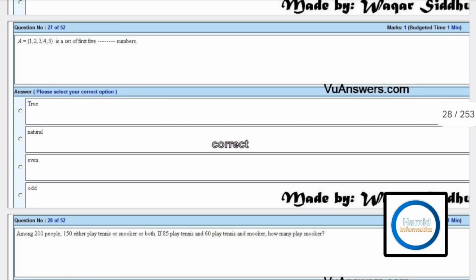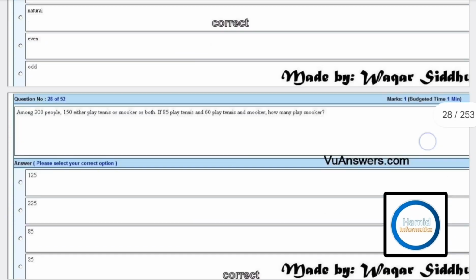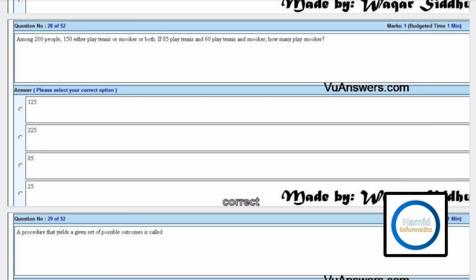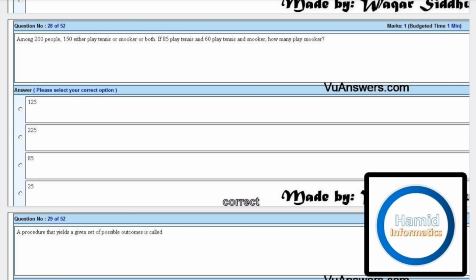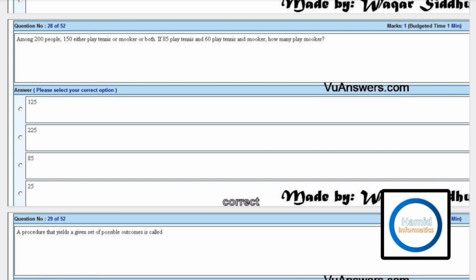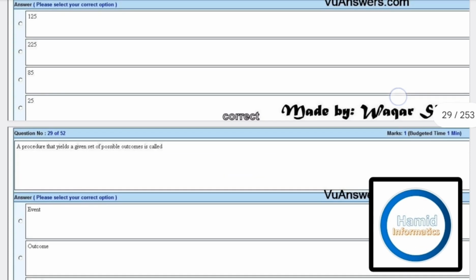Next one is A equals 1, 2, 3, 4, 5 is a set of first 5 natural numbers. Among 200 people, 150 either play tennis or snooker or both. If 85 play tennis and 60 play tennis and snooker, how many play snooker? And the answer is 25.